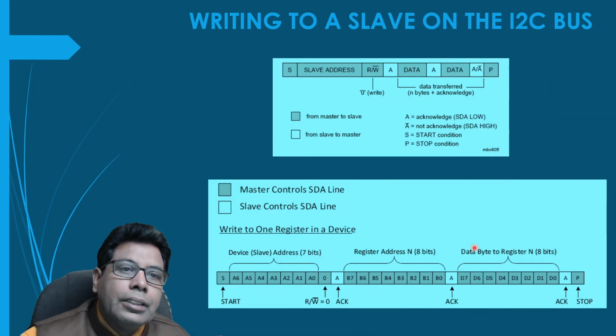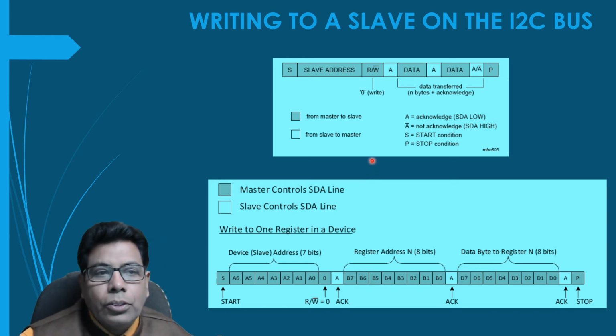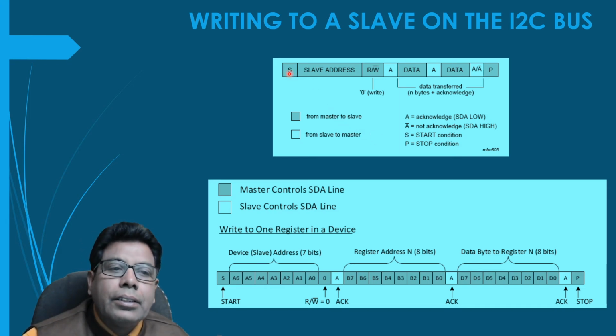Then you can see here writing to slave on the I2C bus. So in this case, to write to the I2C bus, the master will send a start condition. This is the first. It will send the start condition, and then it will send the slave address, which is 7 bit, and RW bar. When this is 0, it is for the write.